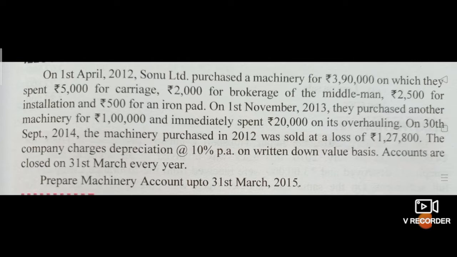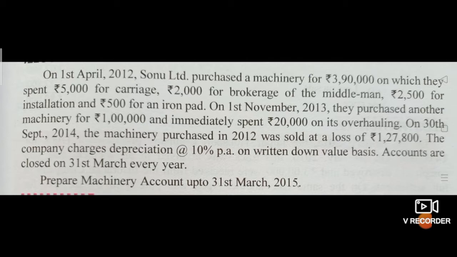On 1st April 2012, Sonu Limited purchased a machinery for rupees 3,90,000, on which they spent rupees 5,000 for carriage, 2,000 for brokerage of the middleman, and 2,500 for installation and 500 for an iron pad. These all things will be debited to machinery account and credited to bank account, and will be added to the cost of machinery. So 3,90,000 plus all these expenses, total rupees 10,000. Total cost of the machinery will be rupees 4 lakhs. This is our first machinery.